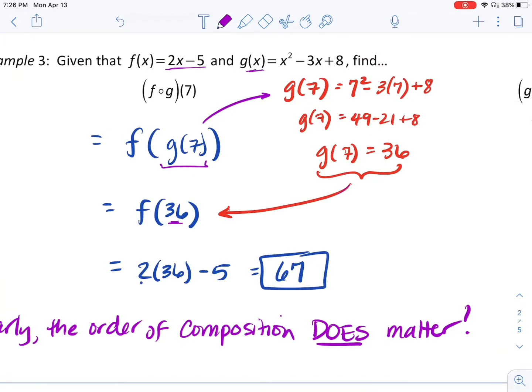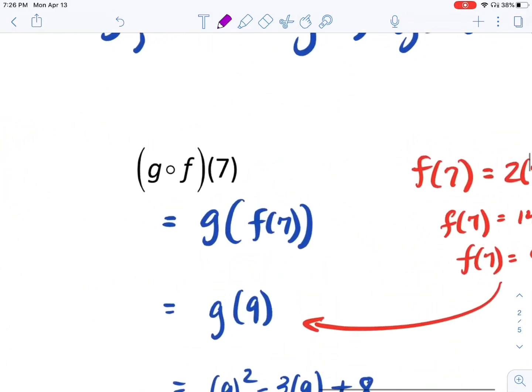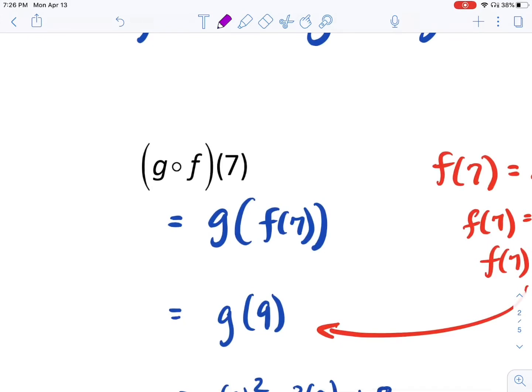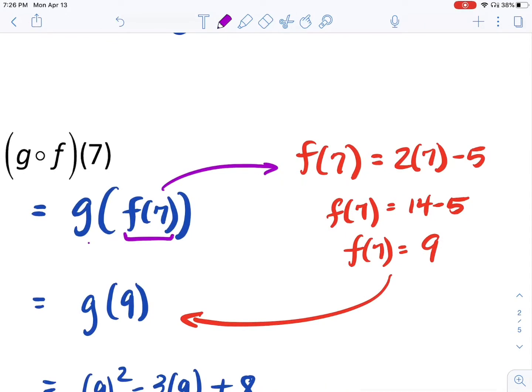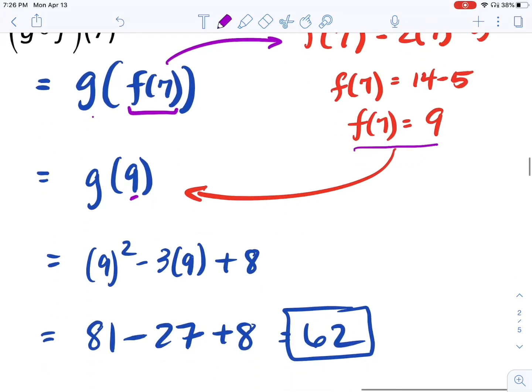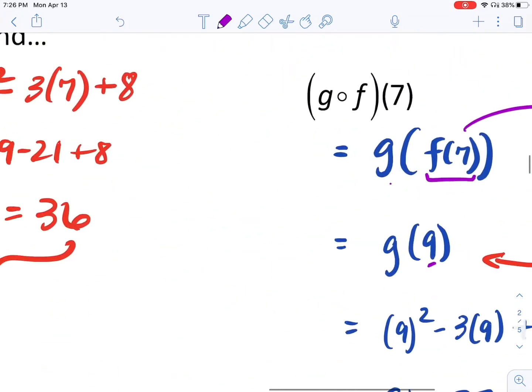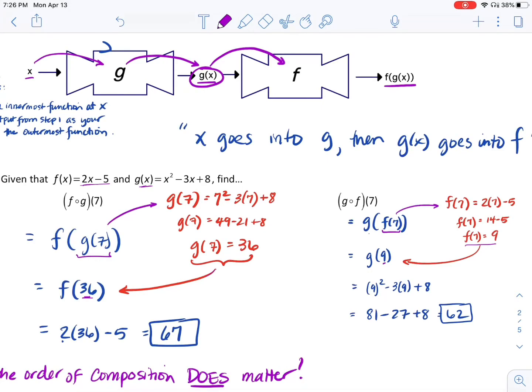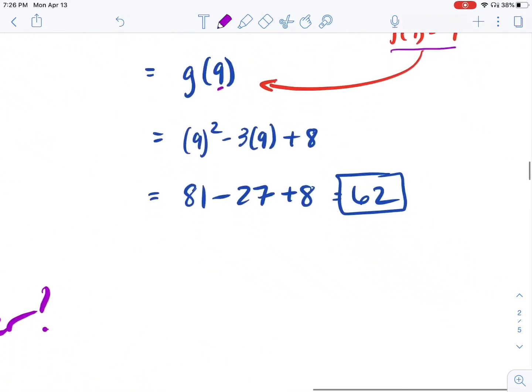With function composition, the order does matter. So g of f of 7 would look different, that this is defined as g of f of 7. In order to evaluate further, I need to first figure out what f of 7 is. f of 7 is 2 times 7 minus 5, and simplifying that gives you 9. 9 then is my input for the outermost function. So g of 9 would be 9 squared minus 3 times 9 plus 8, because that's the function g here. And when I simplify that, I get that it's equal to 62.